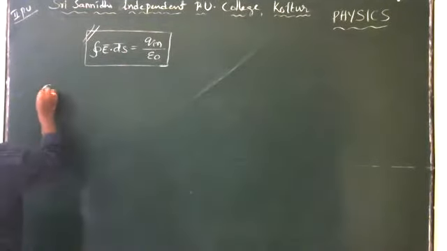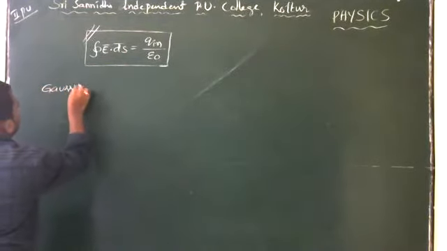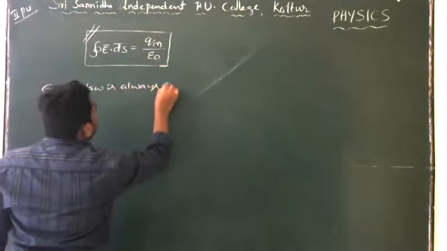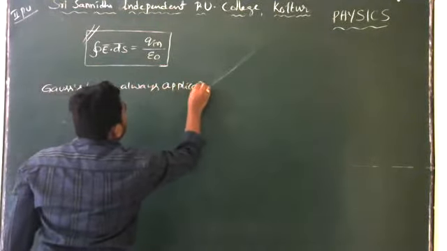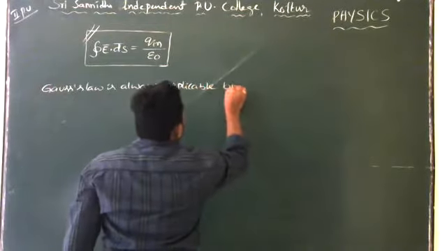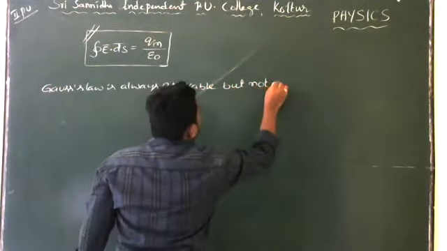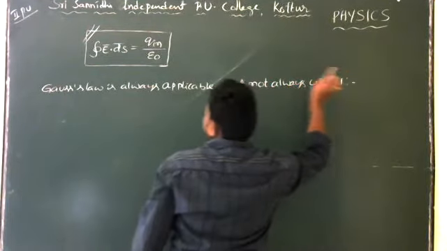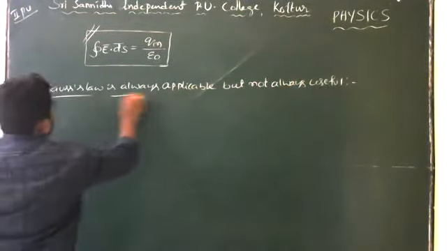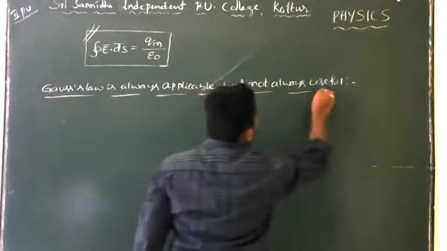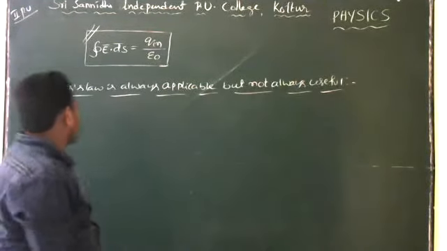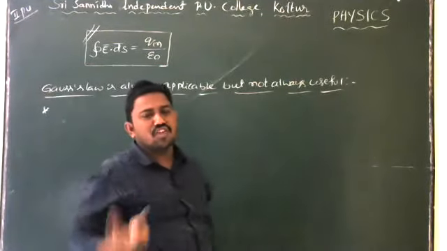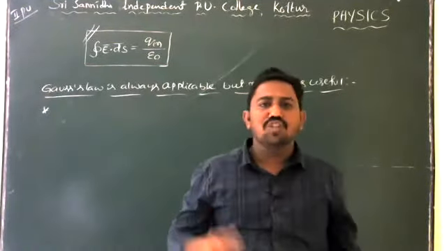So next one. Gauss law is always applicable but not always useful. Now applying the Gauss law to any charged body, that means linear charged body, surface charged body, volume charged body.